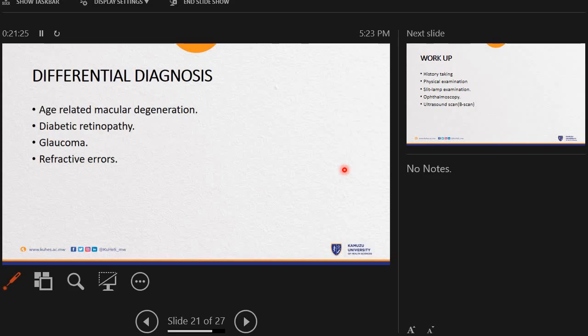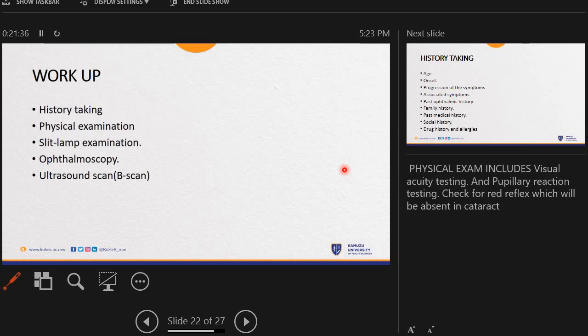Alright, so some of the differential diagnoses for cataract include age-related macular degeneration, diabetic retinopathy, glaucoma, refractive errors. So the workup includes taking a thorough history. You're going to ask the patient's age, how it started, the progression of the symptoms, the general past ophthalmic history, family history, medical history, just to assess for the risk factors.